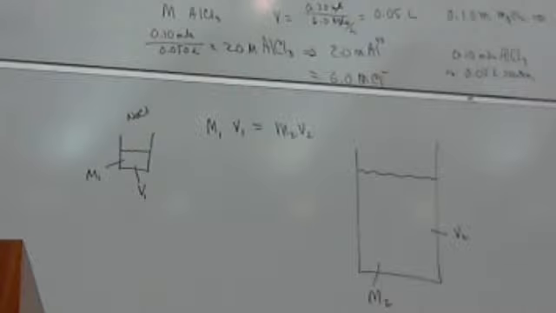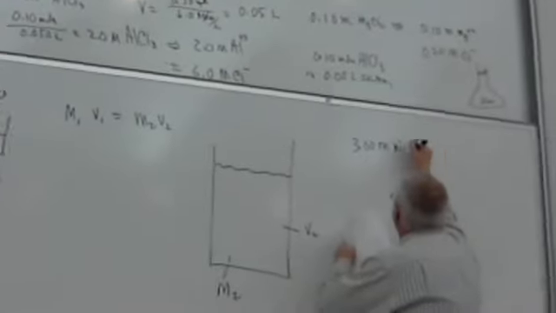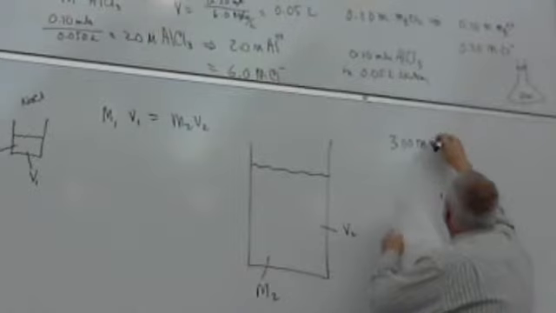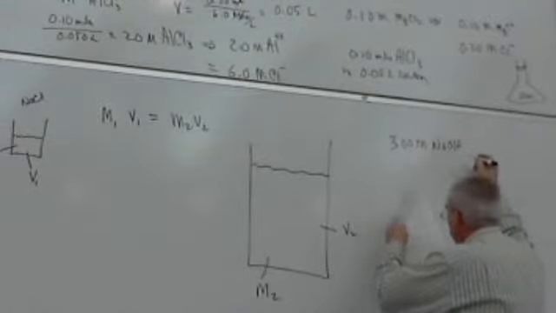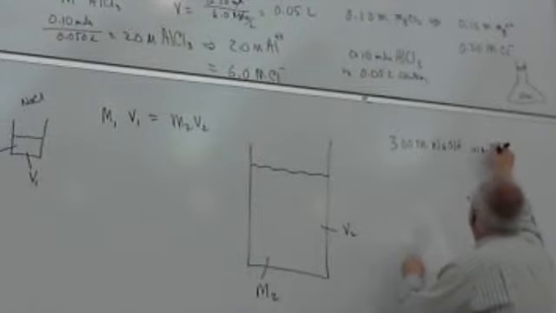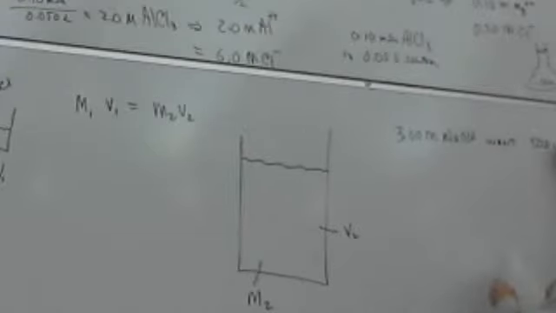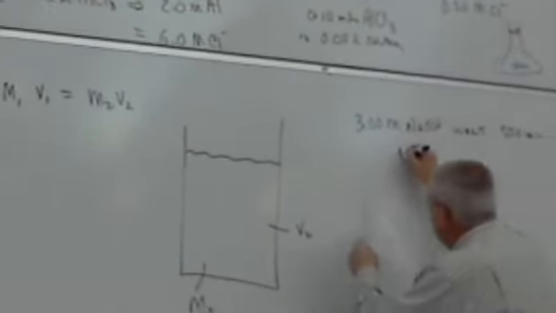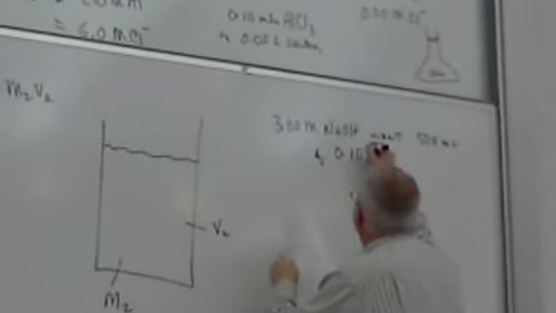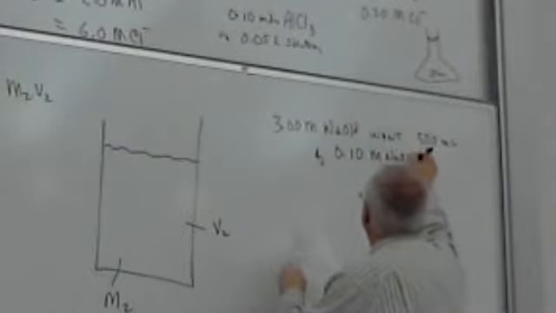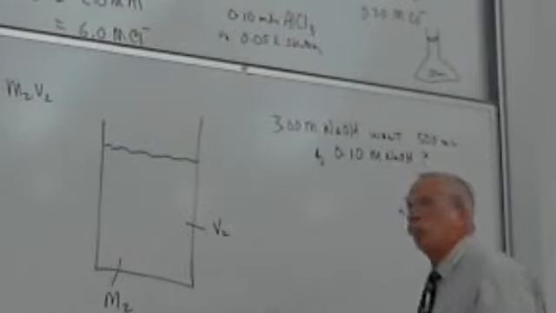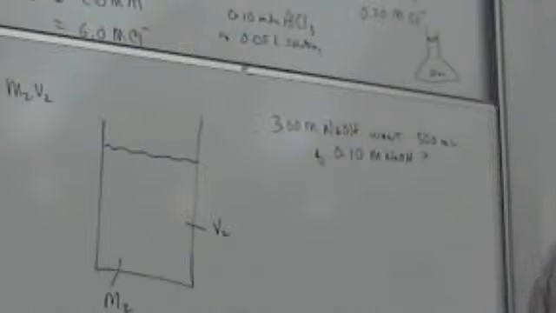If we have 3 molar NaOH and we want 500 milliliters of 0.1 molar NaOH, how would we make up that solution? This is a typical dilution problem.